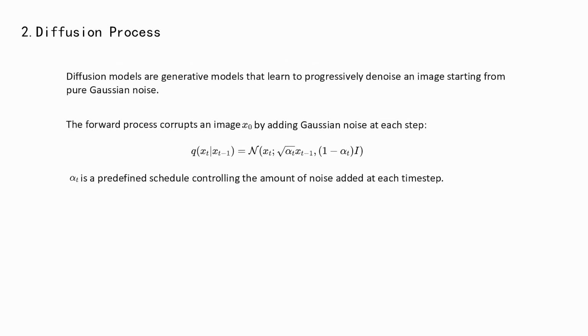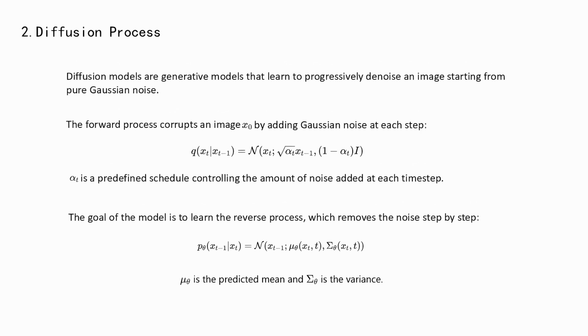The forward process corrupts an image x0 by adding Gaussian noise at each step as follows. Alpha t is a predefined schedule controlling the amount of noise added at each time step. The goal of the model is to learn the reverse process, which removes the noise step by step as follows. Mu theta is the predicted mean, and sigma theta is the variance.